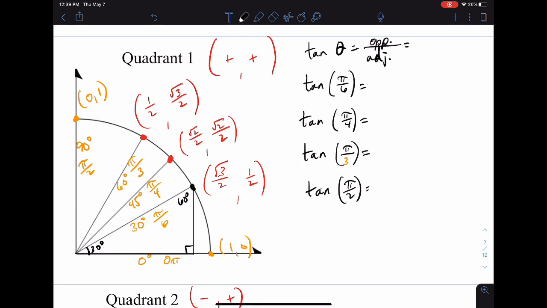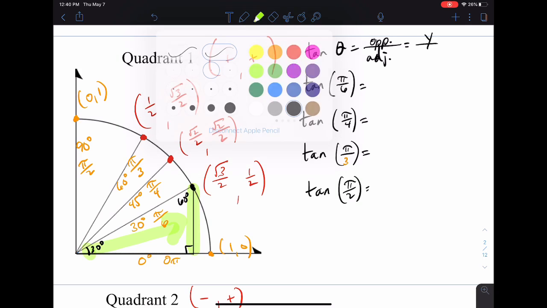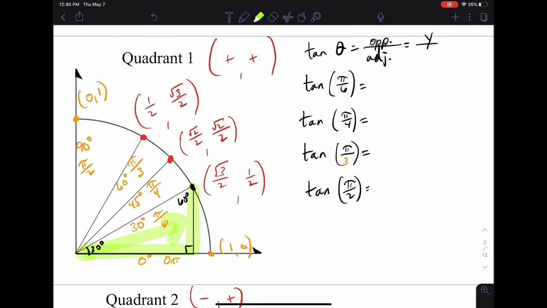Okay, so for tangent, tangent is opposite over adjacent. Let's look at 30 degrees. This is the angle here. Opposite is this side right here, which is the y. So opposite is going to be y. Now let's go back to adjacent. Adjacent, we said, was going to be x. So it's y over x. Anytime we have tangent on the unit circle, it's always going to be y over x.